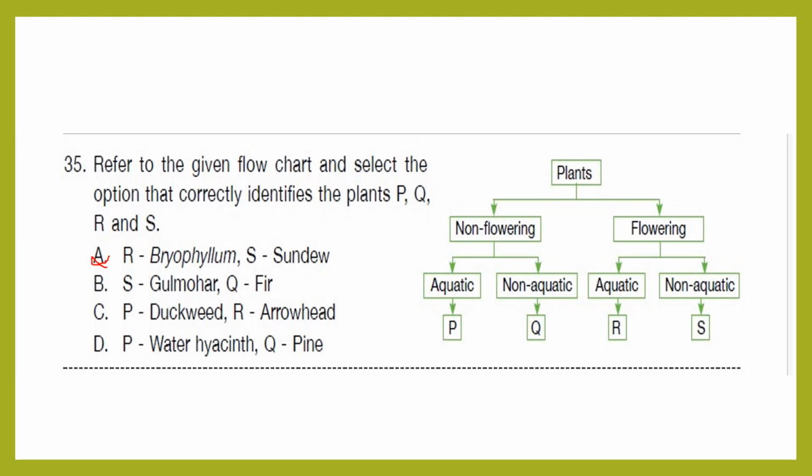In option B, S is Gulmohar. Here, S is non-aquatic flowering plant. This option is correct for S. Let's check for Q. Q is non-aquatic, non-flowering plant. So, and fir is also non-aquatic, non-flowering plant. That means our answer is option B.